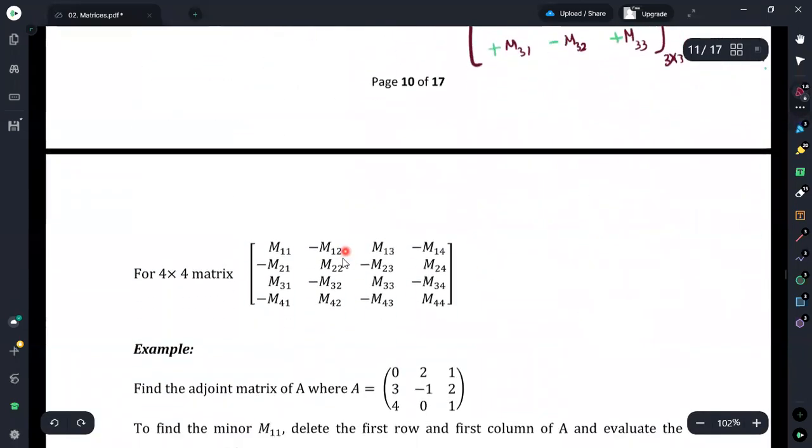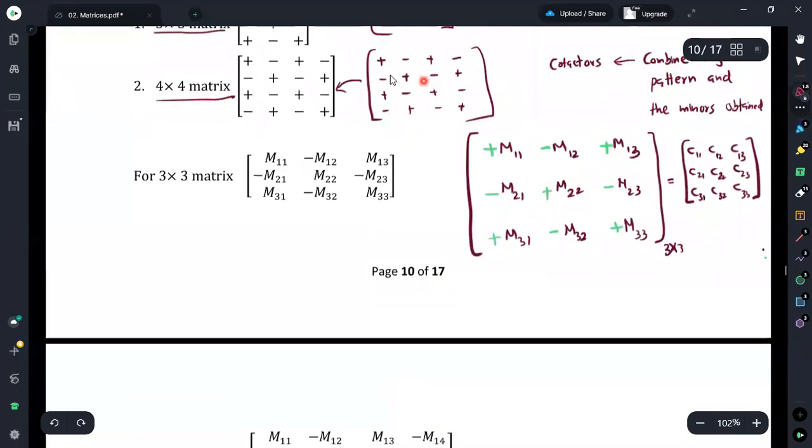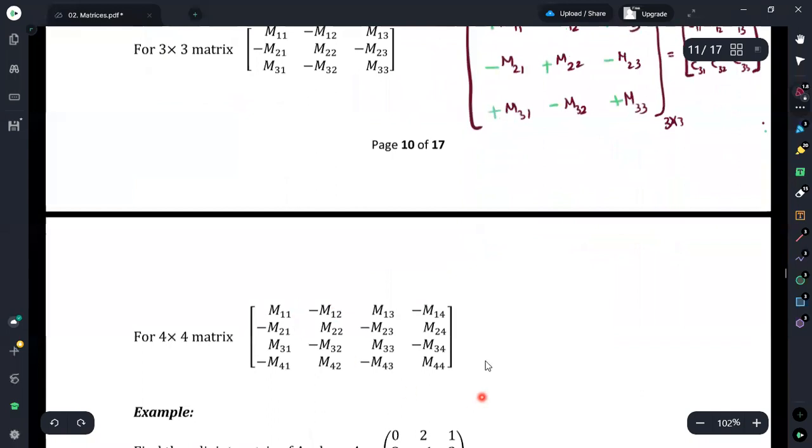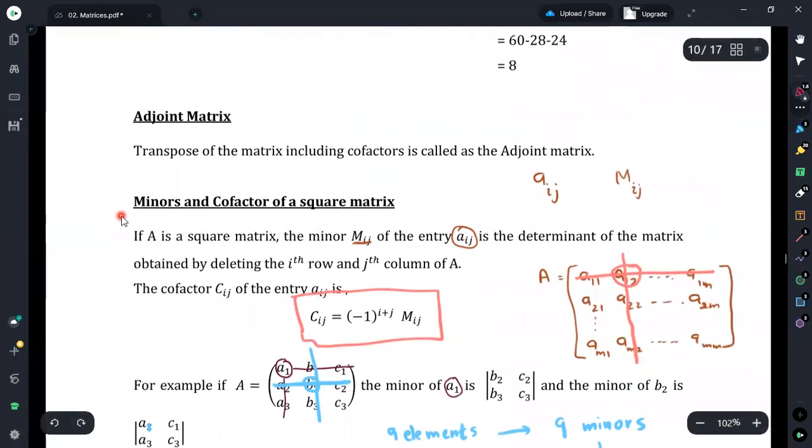Now, this is the way for a 4 by 4 matrix. Here it is mentioned that if the minors are given, then we have to combine them with the sign pattern, and this can again be said as the cofactor matrix for a 4 by 4 matrix. Now, this is actually the thing that I needed to discuss under minors and cofactors. Now you all know how to obtain minors and cofactors.